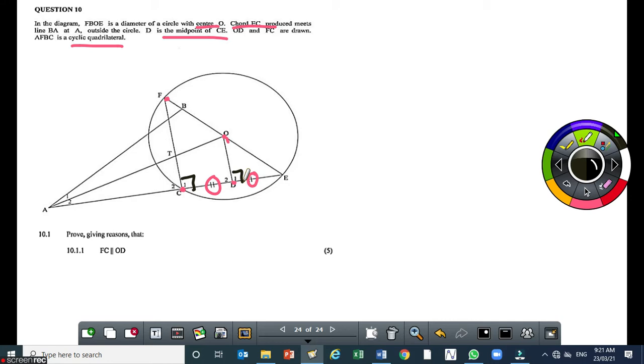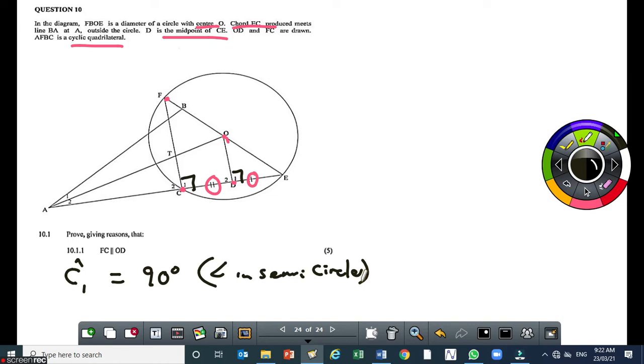Here, the way that I'm going to start is by saying C1 is equal to 90 degrees. My reason: angle in semicircle. That's where I'm going to start. C1 is equal to 90 degrees. Why? It's an angle in the semicircle. Now remember, this theorem, angle in the semicircle, is one of the center theorems.